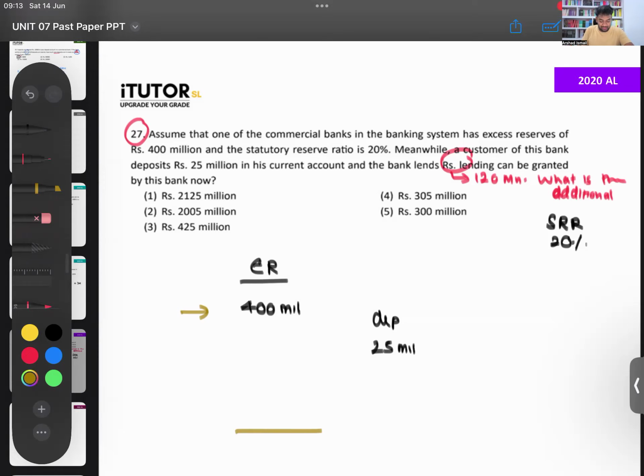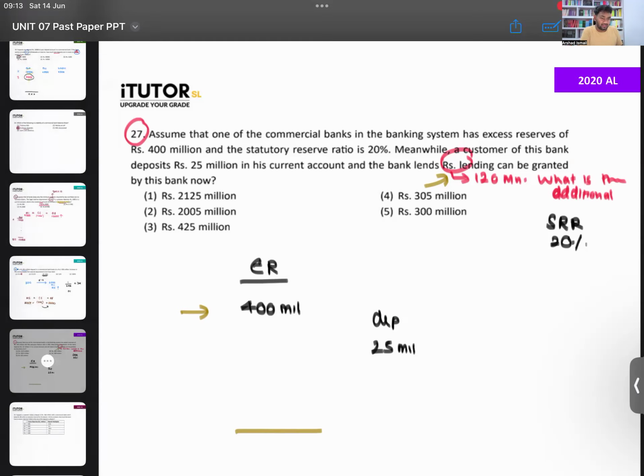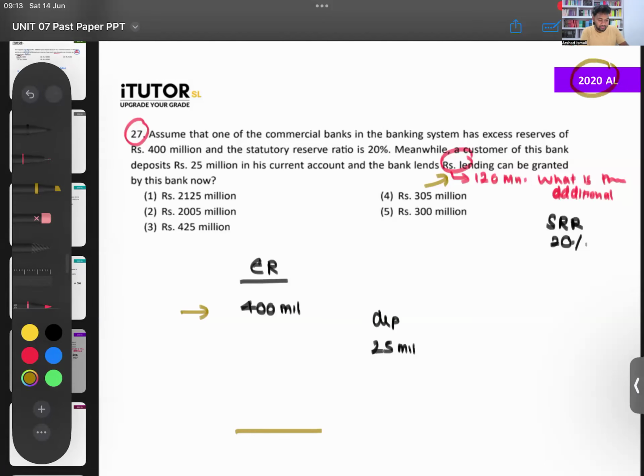Yeah, that part is, yeah, that's what I said. That part is not printed, as I told you. So it says current account, lent 120 million. What is the additional amount of lending? So just refer to the 2020 paper. I've just given the information. I've typed it a little bit wrong there.